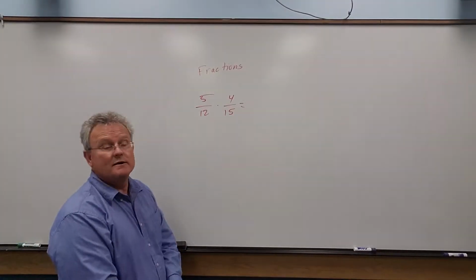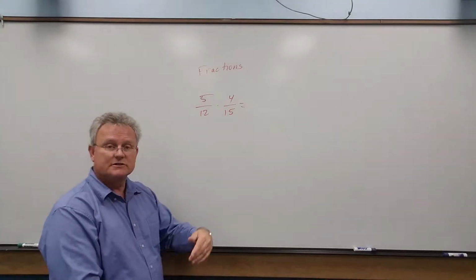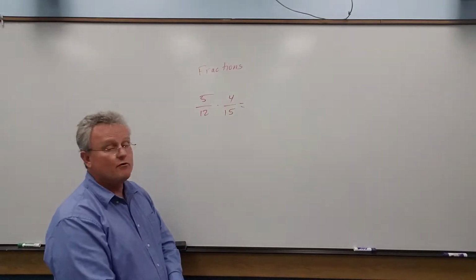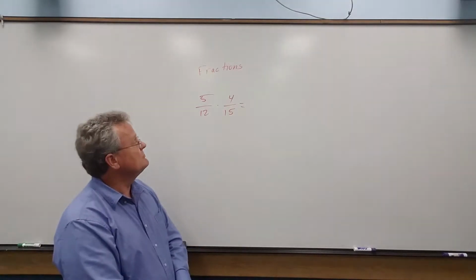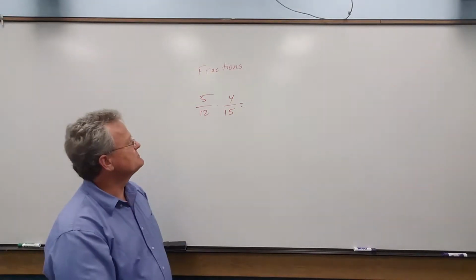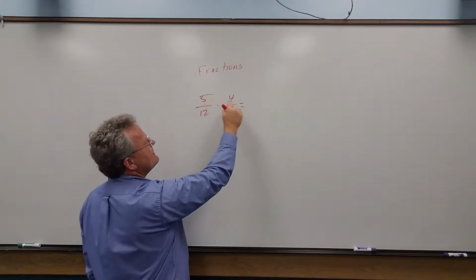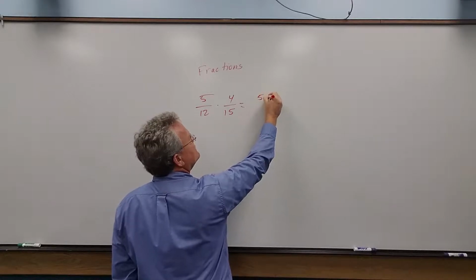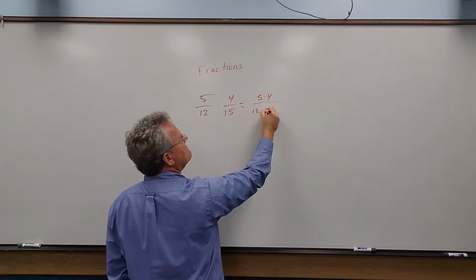All right, let's say we want to multiply these fractions and give the answer in simplified form. There's a few ways we could do this. One way, I'm going to do it the long way the first time. So we multiply the top and we just multiply the bottom.